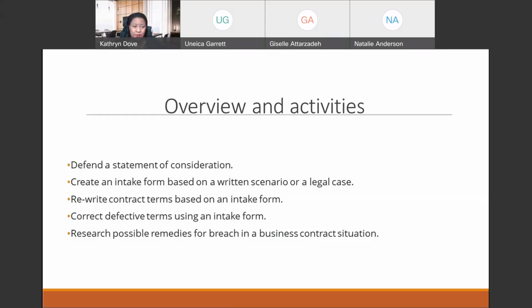applies today. We're going to learn how to create an intake form based on a written scenario or legal case, rewrite contract terms based on an intake form, correct defective terms using an intake form, research possible remedies for breach in a business contract situation. Does that sound fun?